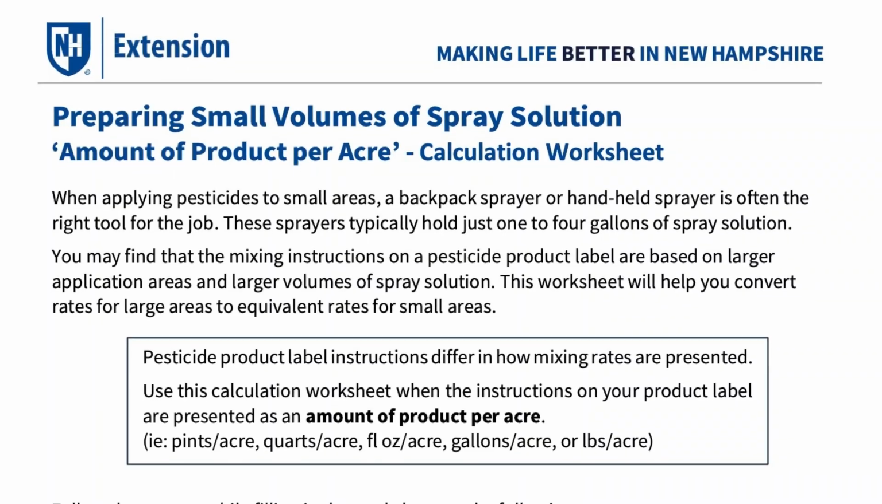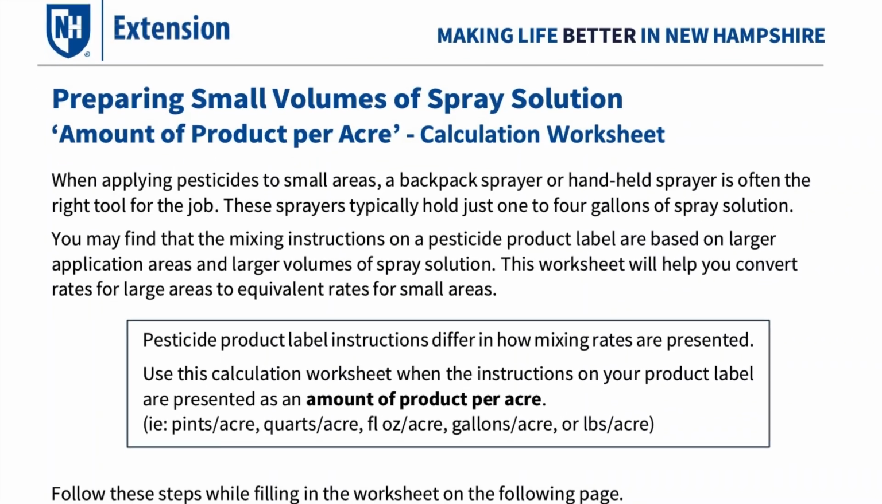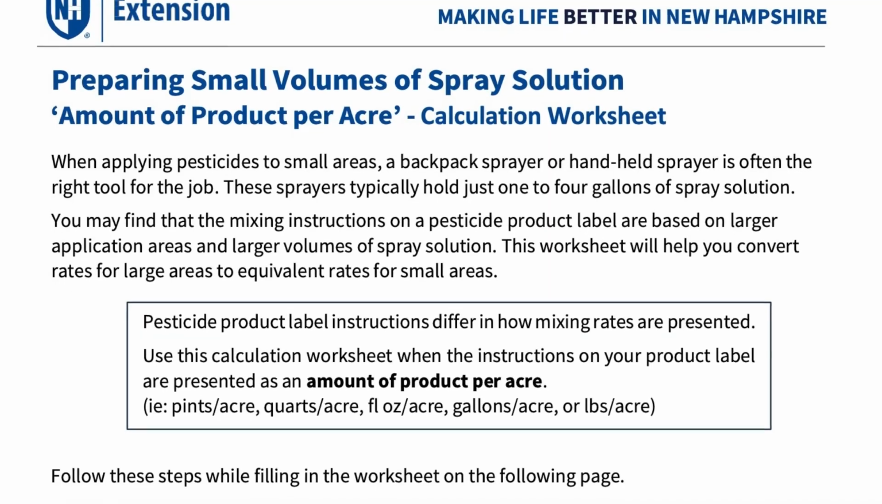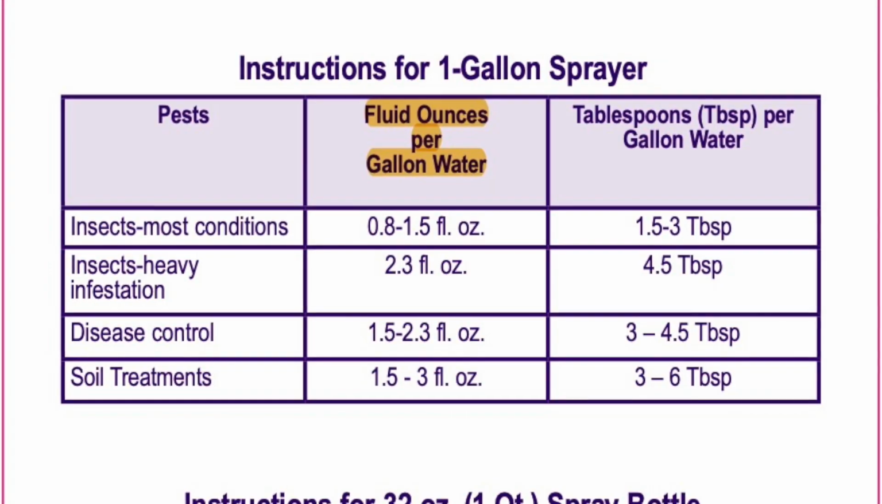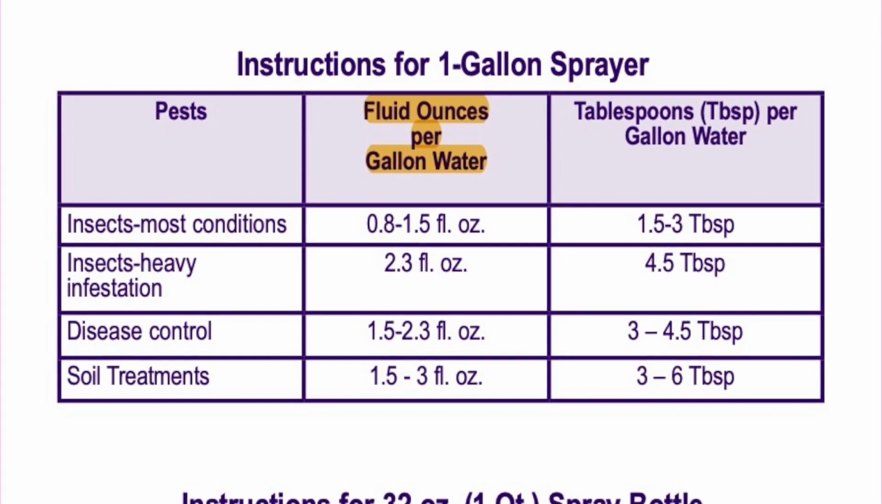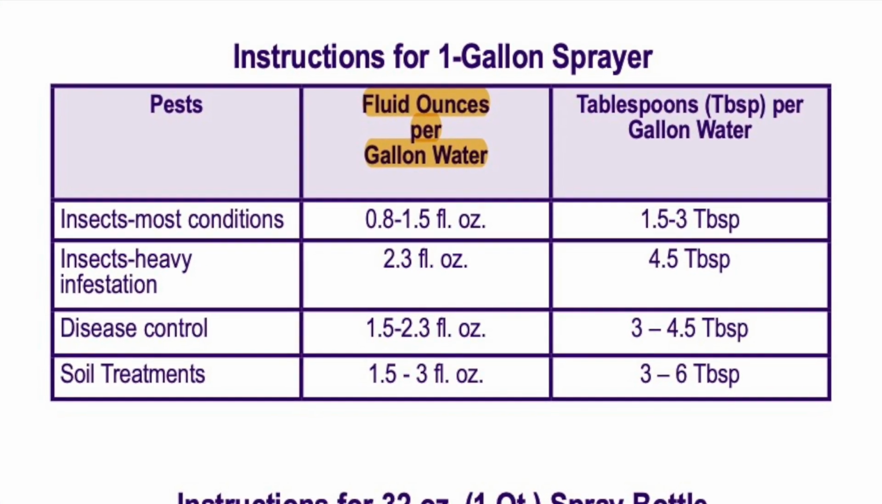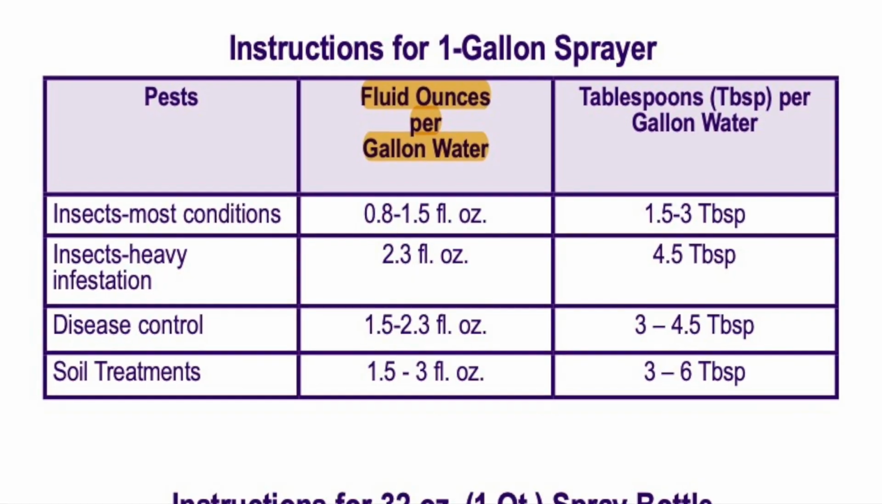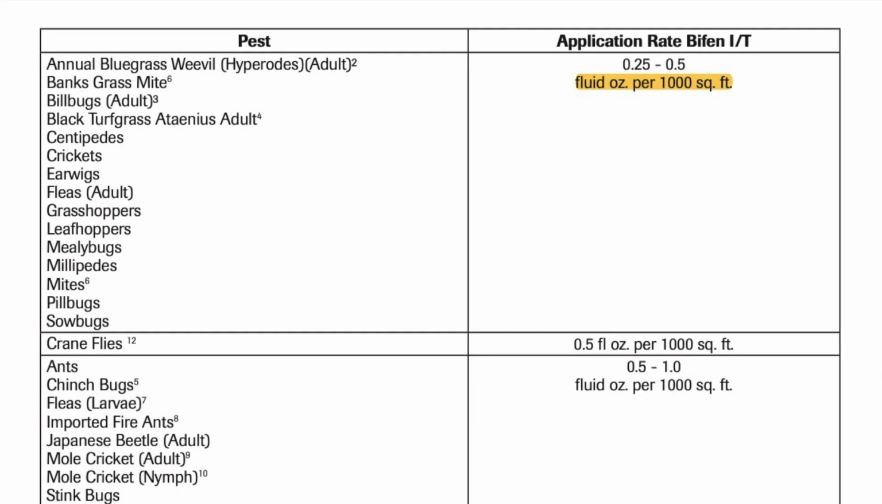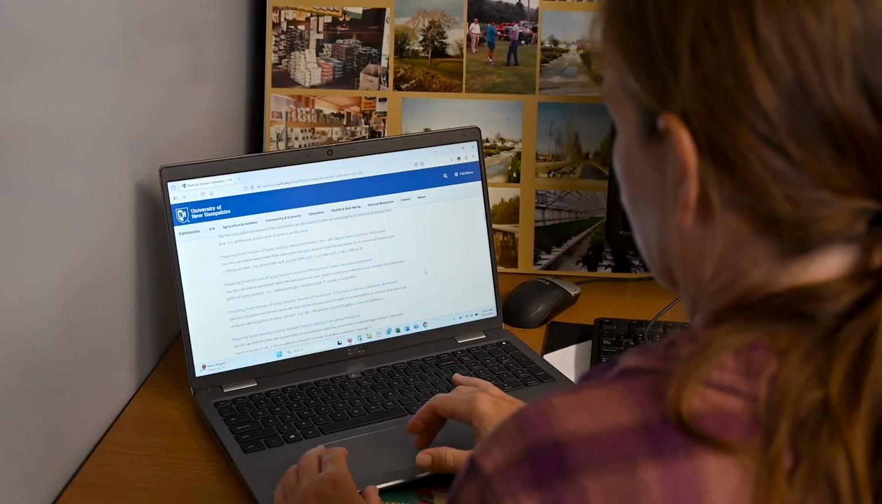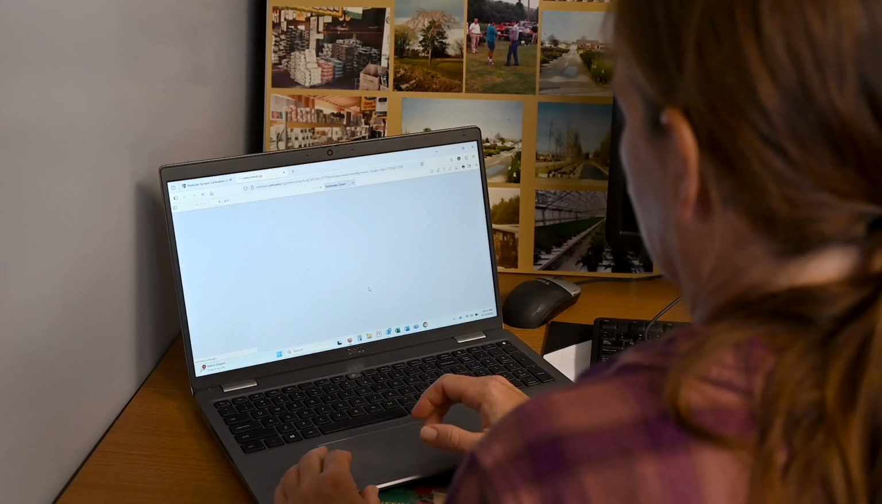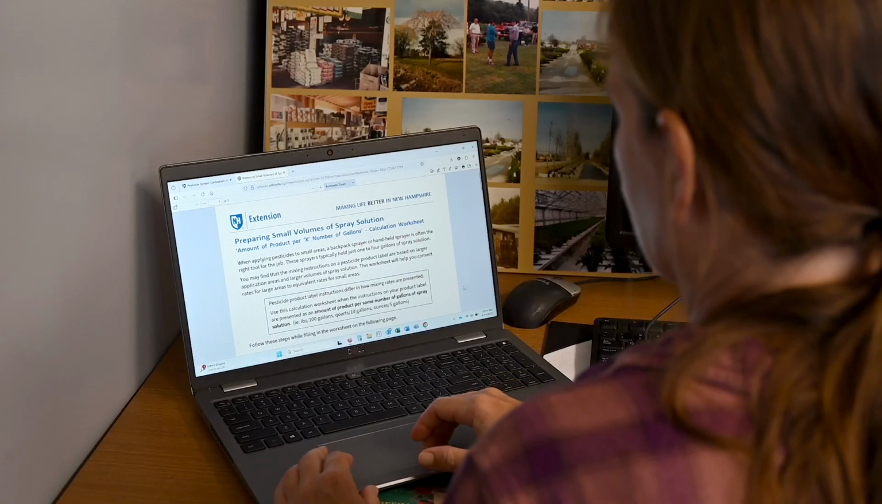University of New Hampshire has developed a series of worksheets to help you convert rates designed for large areas to equivalent rates for smaller areas. Products also differ in how mixing rates are presented. A product label may tell you how much to mix per gallon, per acre, per 1,000 square feet, or other variations. Choose the worksheet from this series that matches the label rate format for the product you are working with.